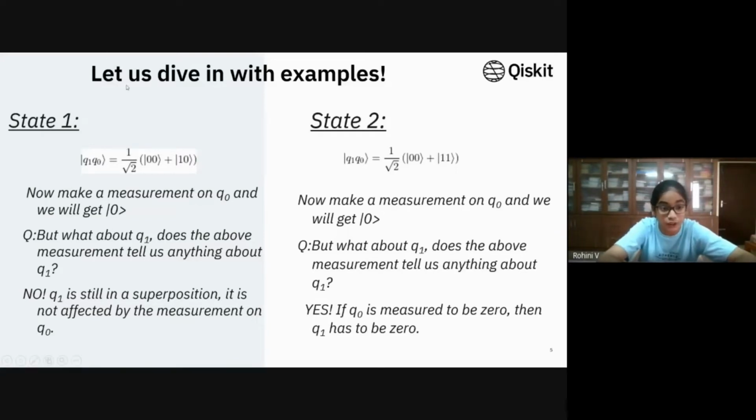Now we make a measurement on Q0. Do you get it? We make a measurement on Q0 for this whole set, and we get zero. We put it into the quantum hardware, make a measurement, and get zero as an output. So now the question is, what about Q1? Just by making a measurement on Q0, does this tell anything about the measurement on Q1? No, right? Because we have 0 here, we have 0 here, and for Q1 we also have 0 and 1 here. So Q1 is still in a superposition. It is not affected by the measurement on Q0. I hope you got clarity on this one.